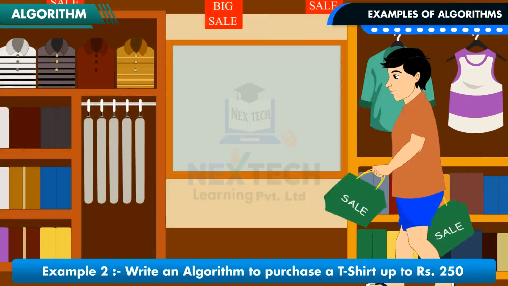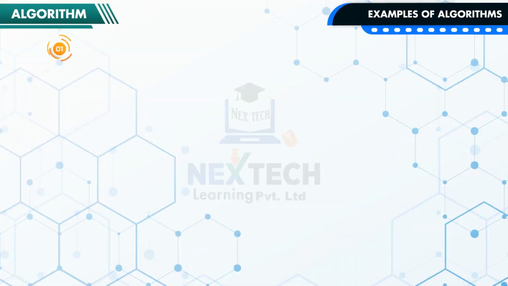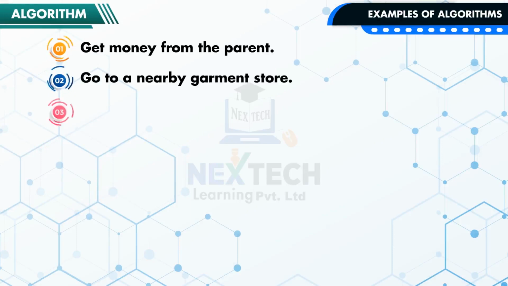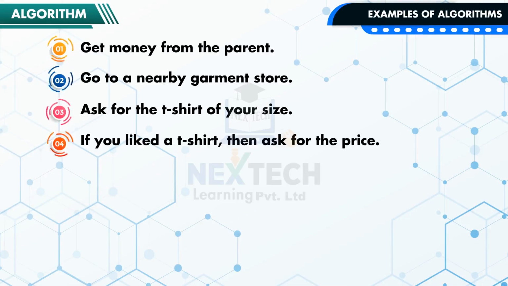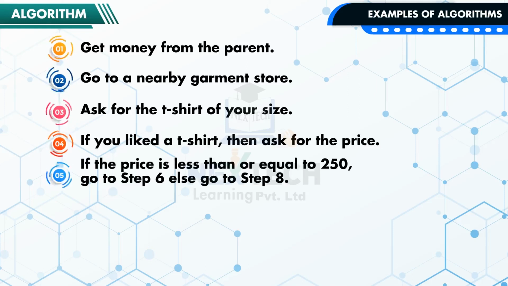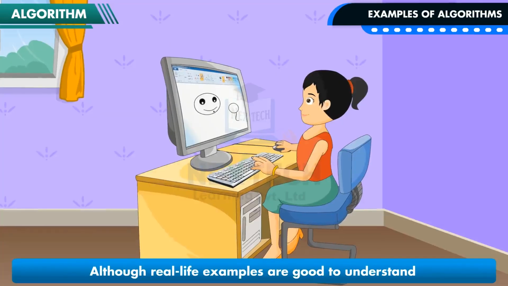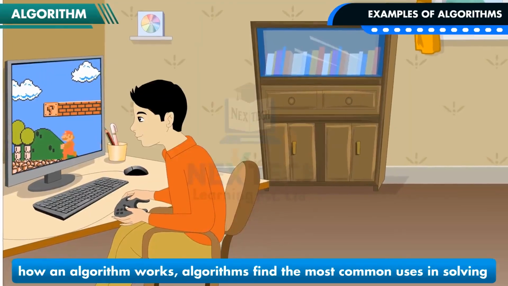Example 2. Write an algorithm to purchase a t-shirt up to Rs 250 from a garment store. Step 1. Get money from the parent. Step 2. Go to a nearby garment store. Step 3. Ask for the t-shirt of your size. Step 4. If you liked the t-shirt, then ask for the price. Step 5. If the price is less than or equal to 250, go to Step 6. Else, go to Step 8. Step 6. Give money. Step 7. Collect the t-shirt. Step 8. Go back home.